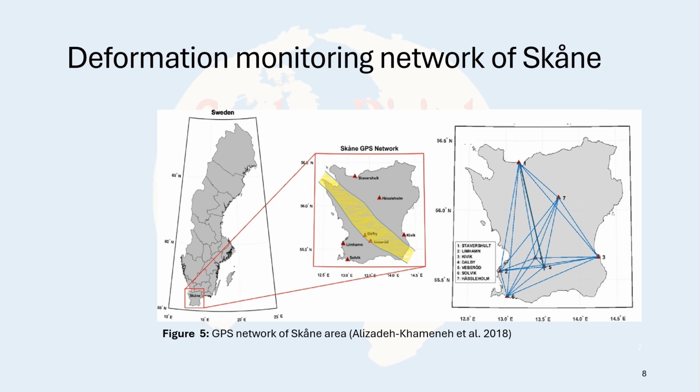Information monitoring of a network of the Skåne area. Here is just an example in Scandinavia. In Sweden, we have some tectonic movement observed in the southern part of Sweden. And this is a sensitive area, and these are the GNSS stations for monitoring the changes here. And you see the network of GNSS stations for monitoring such deformation here.